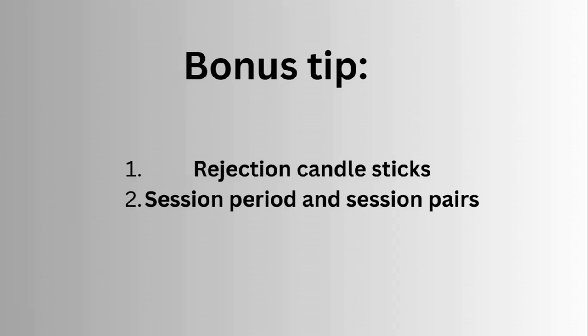Then the session periods and session pairs. When you look at your sessions, London, you look at the euros, you look at the pounds. When you look at your New York session, you look at your US dollar, the Canadian dollar. When you look at your Asian session, you look at the JPYs, your yens, and your Australian dollars, your New Zealand dollars. So sessions are important to identify the volume and the type of currency or instrument that you need to trade.